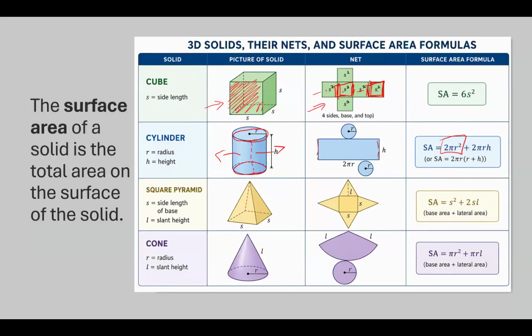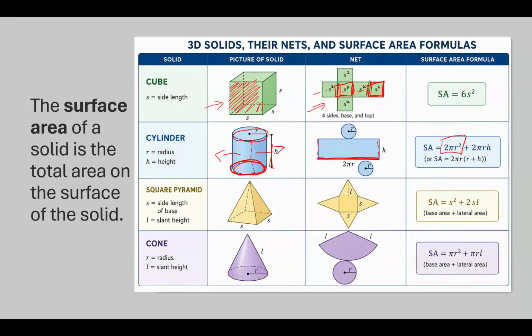Now, the deal with the cylinder is that the area, to find the length that you create, when you fold this rectangle into the cylinder, it becomes the circumference. It becomes a circle. And so the circumference of a circle is 2 pi times radius. So multiply that by the height. And so this is the total area for the cylinder.